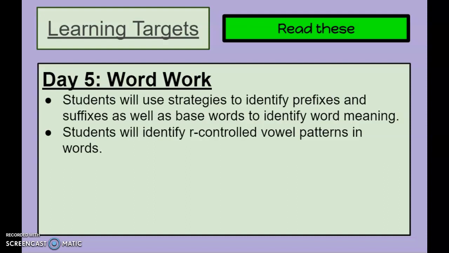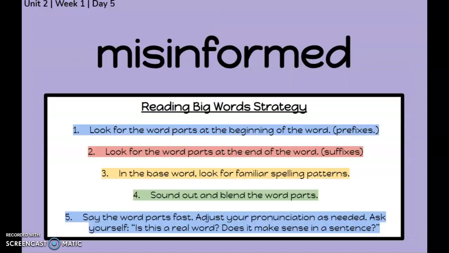So let's do a couple of examples together to see what you're going to be up to today in your word work. I see a big word here, misinformed. Well, let's look at our reading big words strategy. First, we look for the word parts at the beginning of the word. These are called the prefixes. Misinformed. Okay, we're going to keep that in mind. Look at the word parts at the end of the word, or our suffixes. Misinformed. I think I see a suffix too.